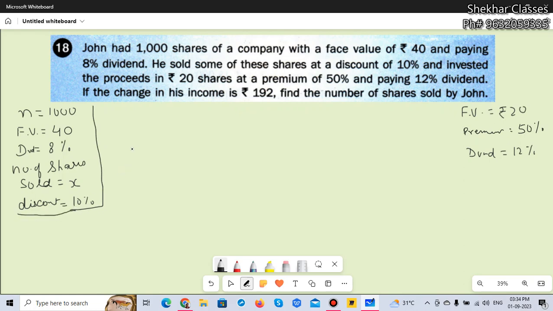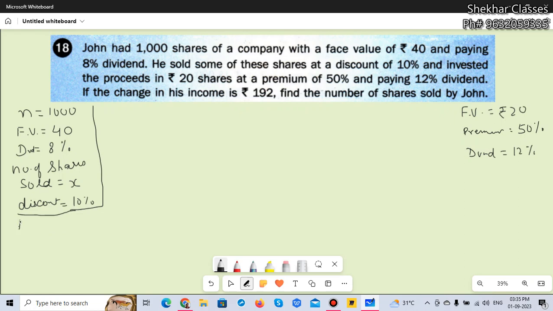Say he bought 1000 shares of a company with face value 40 and paying 8% as dividend. So he has 1000 shares. He sold some of these, we do not know how many, at a discount of 10%. So let's find out that discounted price. The discounted value, or we can say the market value.